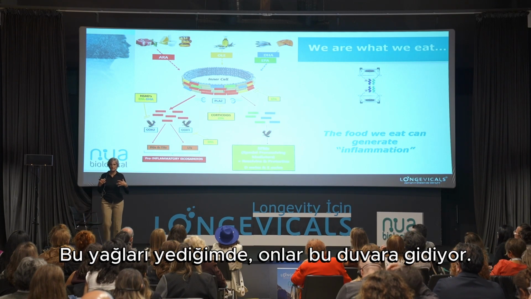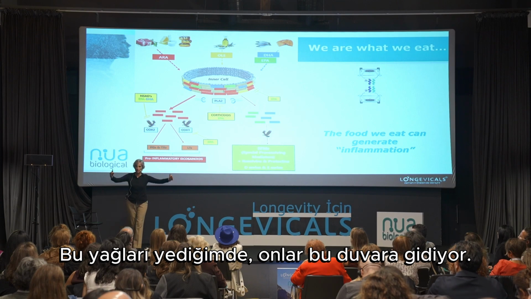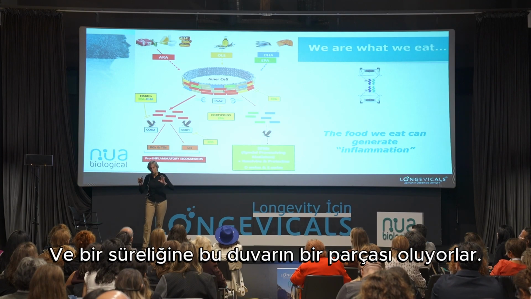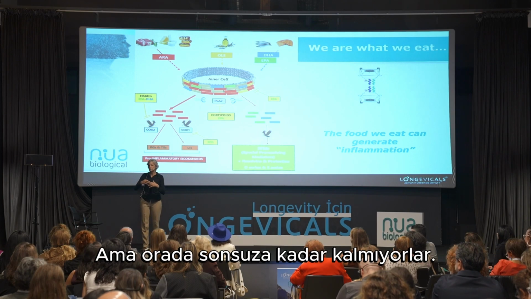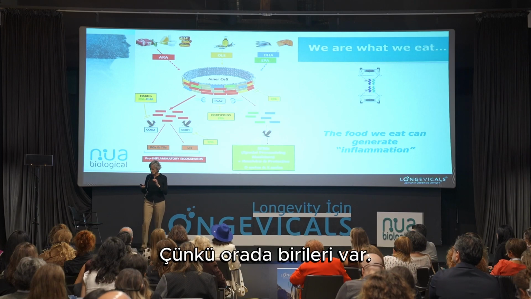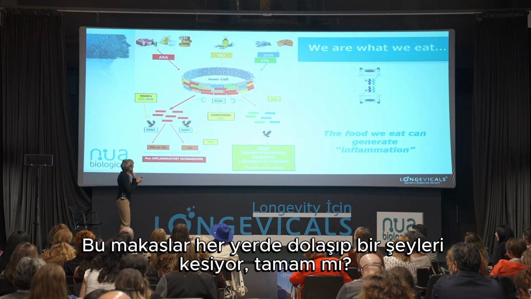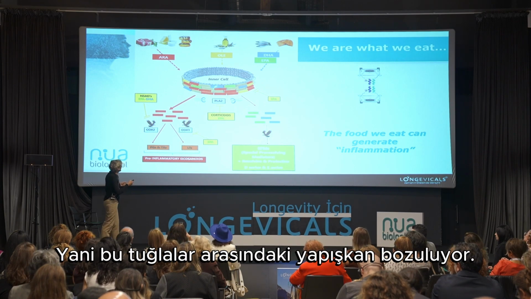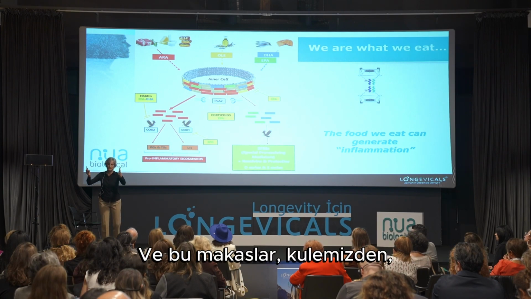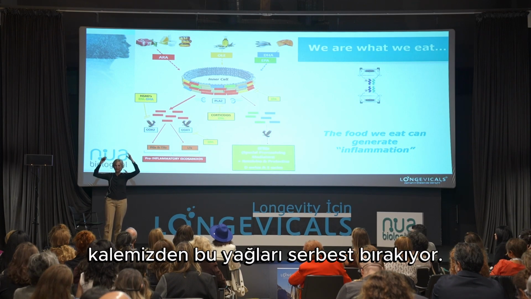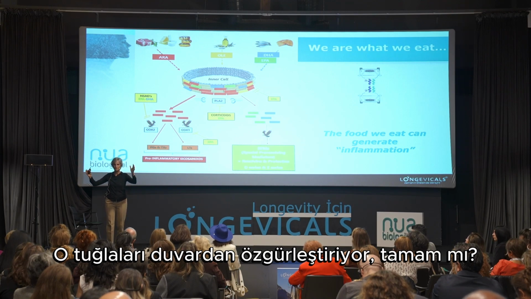So when I eat those fats, they go to this wall, and for a while, they are part of that wall, of the structure of the cell. Good. But they don't stay there forever, because there are these scissors that go everywhere chopping things. So the glue between those bricks is broken, and these scissors release them from our tower, from our castle. They are pushing those fats, those bricks, freeing them from the wall, okay?